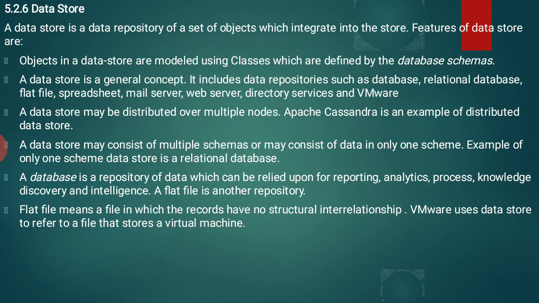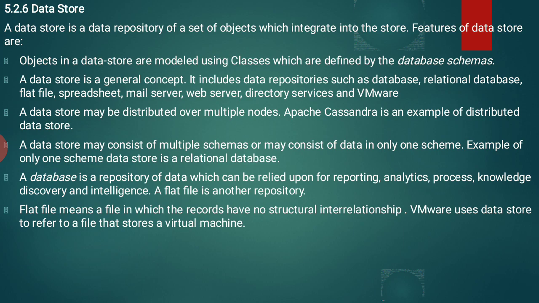So if you want to access any kind of your data, that data can be accessed from the internet through data stores. Apache Cassandra is an example of a distributed data store. So if you are accessing your data from your data store, the best example is Apache Cassandra. It is software. By using this software, we are accessing your data from your data store.